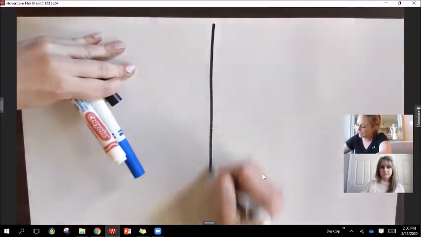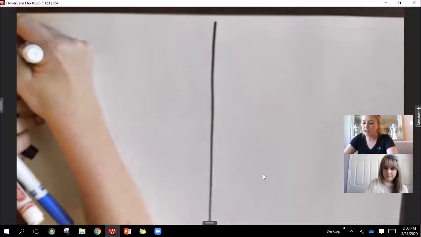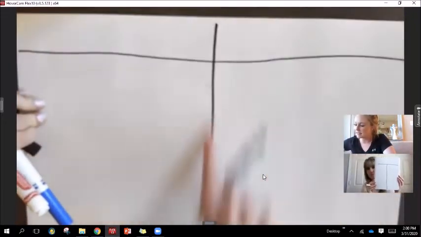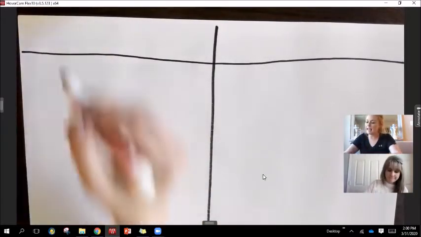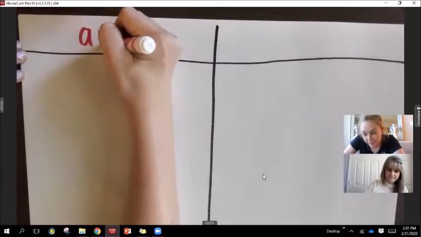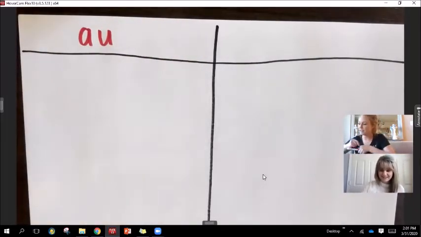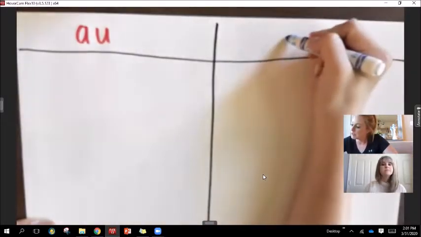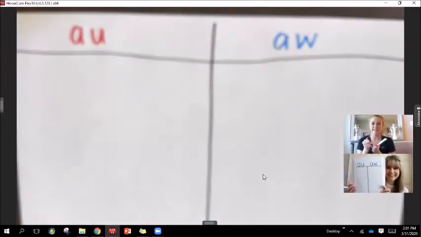All right, so the first thing you're gonna do is make a T chart, okay? And it looks like this. You're gonna draw a straight line down the middle, and then at the top, you're gonna leave a little space and draw a straight line across, and it makes a T, okay? And then on one side, we're gonna write A-U. And what sound does A-U make again? Aw, very good, everyone. And then on this side, we're gonna write A-W. And what sound does that make? Aw. Same sound, right?